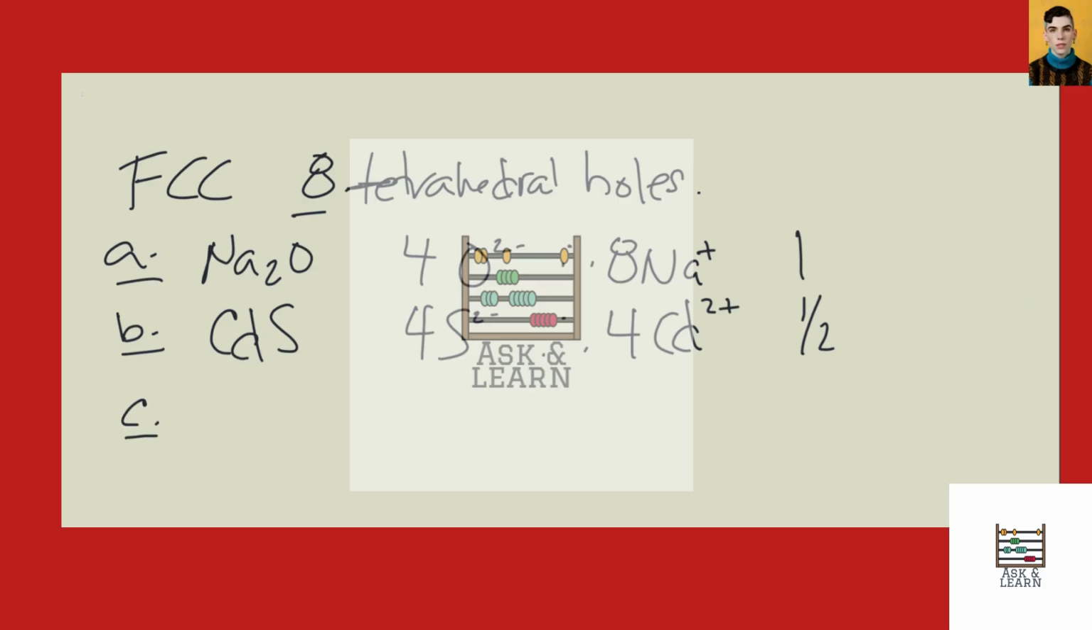For part C, you have ZrL4. We have to assume here that L is a -1 charge, or else you start getting into really high oxidation states for zirconium, even though L isn't a real element. So here we have 4 L-. Therefore, you have 1 Zr4+, which gives you 1 over 8 for the fraction.